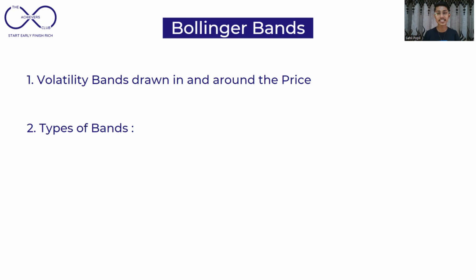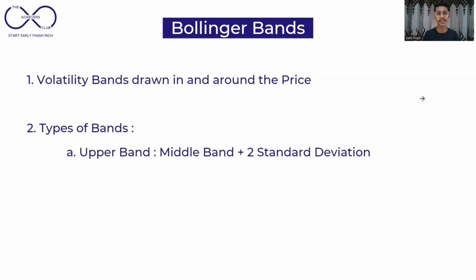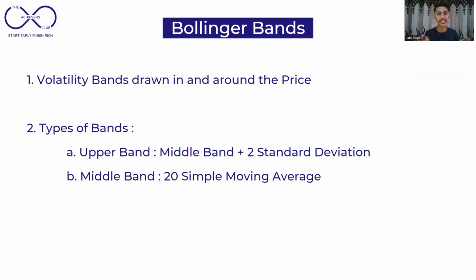Second, there are three types of band which combine together in order to form a Bollinger Band. First band is the upper band. I'll show the examples as well. Upper band is equal to middle band plus two standard deviation. Now you might be thinking about what two standard deviation is all about. That is also what I am going to explain right after this definition. So upper band is equal to middle band plus two standard deviation. Middle band is equal to 20 simple moving average.